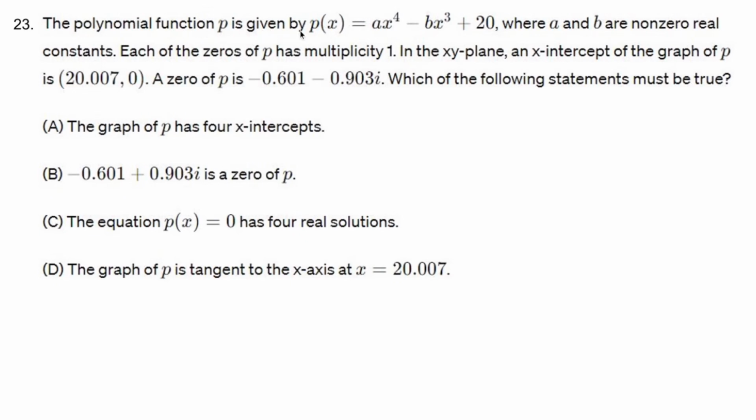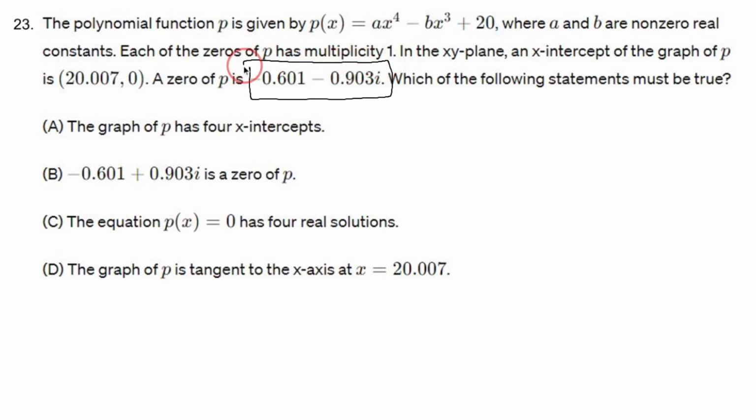A polynomial function p is given by p of x equals ax to the fourth minus bx cubed plus 20, where a and b are non-zero real constants. Each of the zeros has a multiplicity of 1. In the xy plane, an x-intercept of the graph of P is 20.00070. And a 0 of P is this complex number right here.